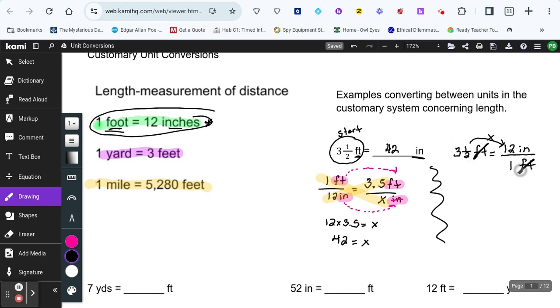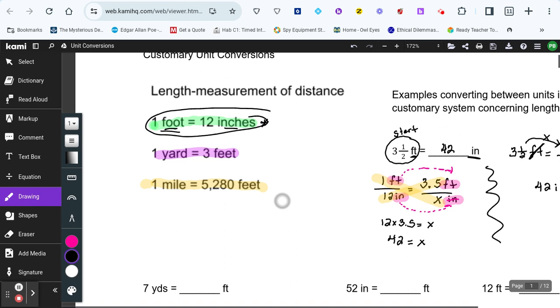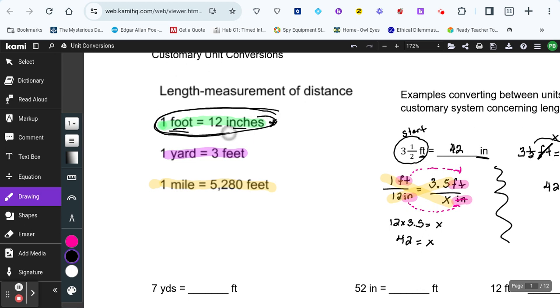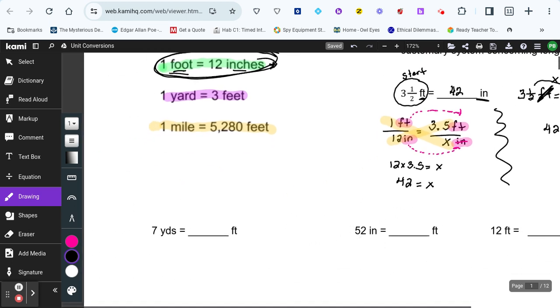Dimensional analysis is set up where you can cross out the units. Feet will cancel with feet, okay? And so whatever is across the top, you multiply. Whatever's across the bottom, you divide. So if you do 3.5 times 12, you get 42 inches, and you're done. But all I did was use my chart and put 12 inches over a foot so these two units could cancel each other out.